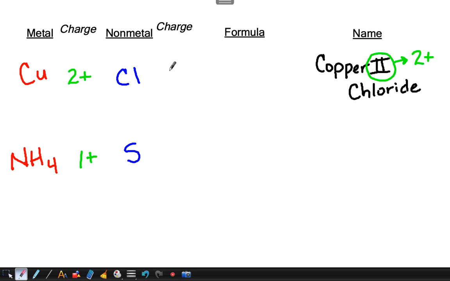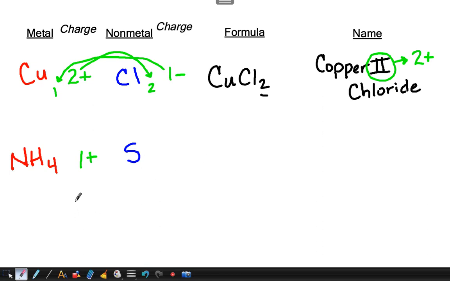Chlorine, number 17 on the periodic table, another halogen, has a 1- charge. So when I do my formula now, I can go ahead and crisscross again if I want. I bring a 1 down, bring a 2 down. And so my formula then is simply going to be CuCl2. Notice we don't try to squeeze a Roman numeral in there. A lot of people like to try to do that. The fact that it's copper 2 is going to be indicated by the subscript after the chlorine.